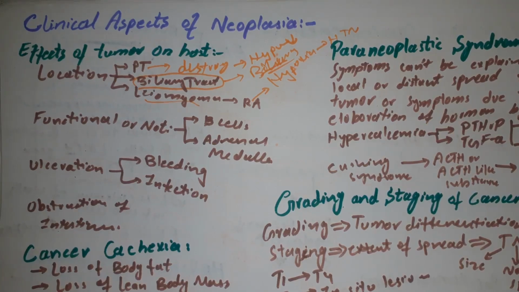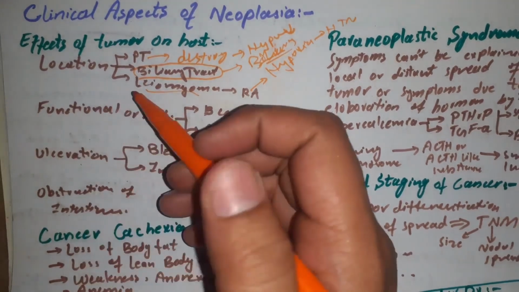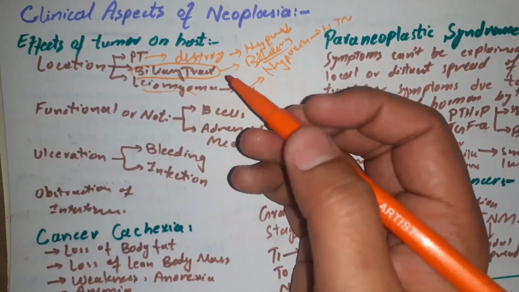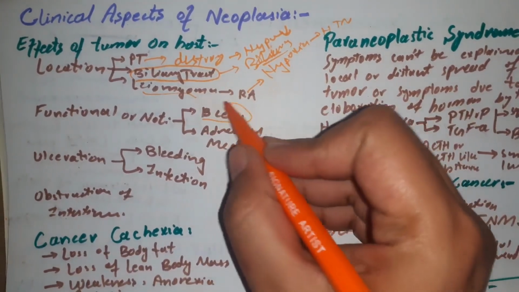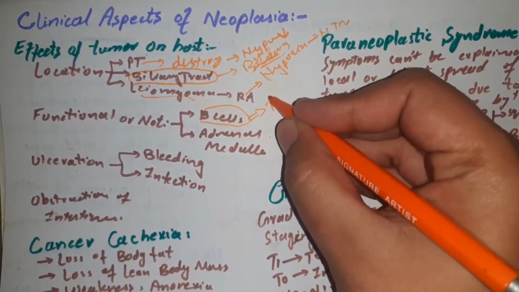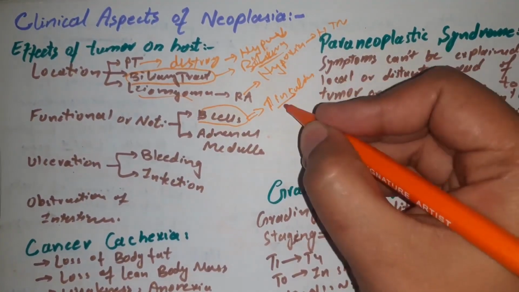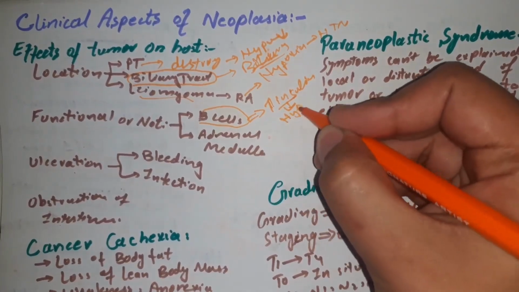Moreover, the clinical effects of a tumor also depend upon whether it is functional or non-functional. What does it mean? It means that it is producing hormones or it is not producing hormones. For example, a tumor of the beta cells of the pancreas, an insulinoma, can lead to increased production of insulin, and when insulin production is increased, it can lead to fatal hypoglycemia and so on.